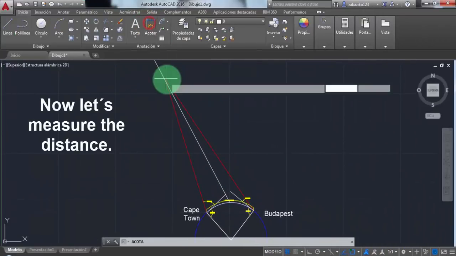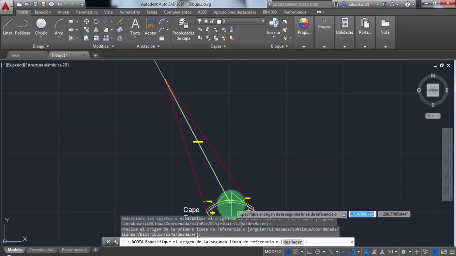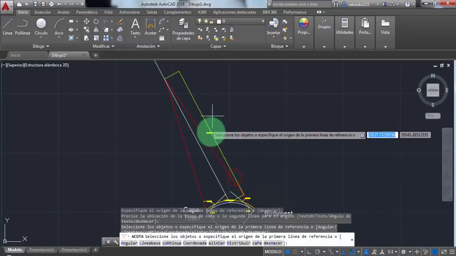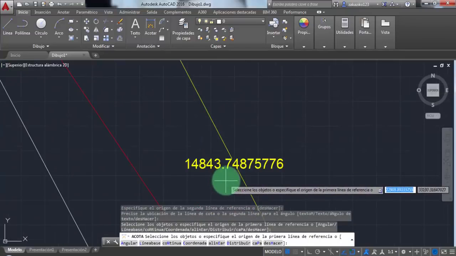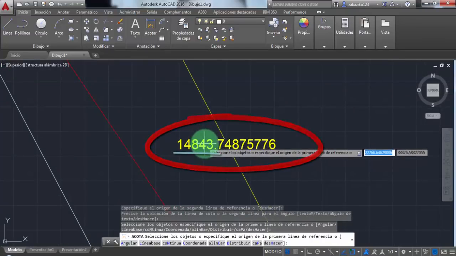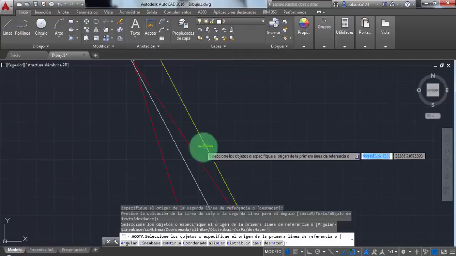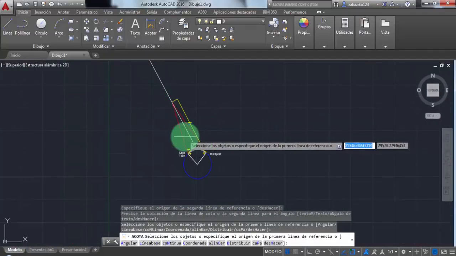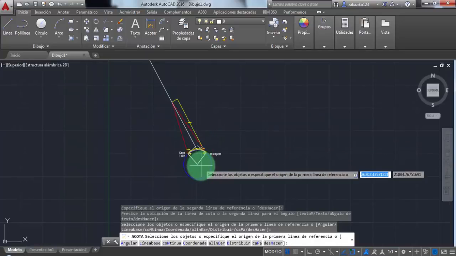Now let's measure the distance to the sun. Are you ready? Wow, it's not even 15,000 miles. But we are not done yet. I am really doing my best to make this heliocentric model work.